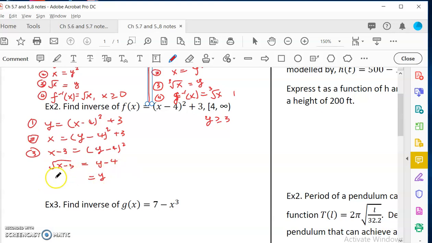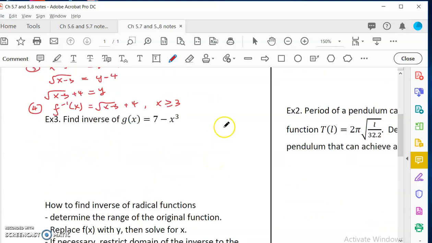So get rid of the 4 on the other side. So square root of x minus 3 and a plus 4 outside. So this is the step that I want, and I'm done. And I'm going to write the inverse function. Replace y by the name of the function, which is the square root of x minus 3 plus 4. As you can see, the domain is the range of the original. You should mention that x is now greater than or equal to 3. Just the range becomes the domain.